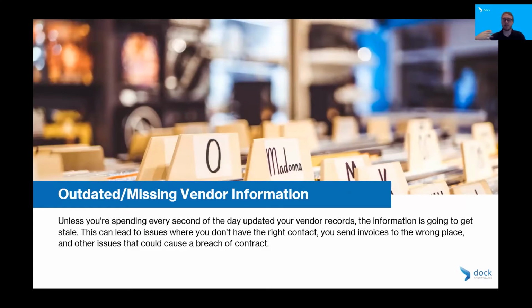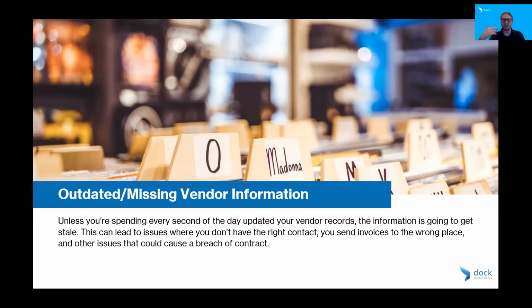Outdated / missing vendor information. The thing is, unless you're spending every second of the day updating the information in whatever document center, library, or repository you're using to store your vendor information, it's eventually going to become stale. Your point of contact is going to change. They're going to move addresses. There's going to be shifts in the internal structure. They might get bought out by another organization, and it shouldn't be on your organization to keep track of that.